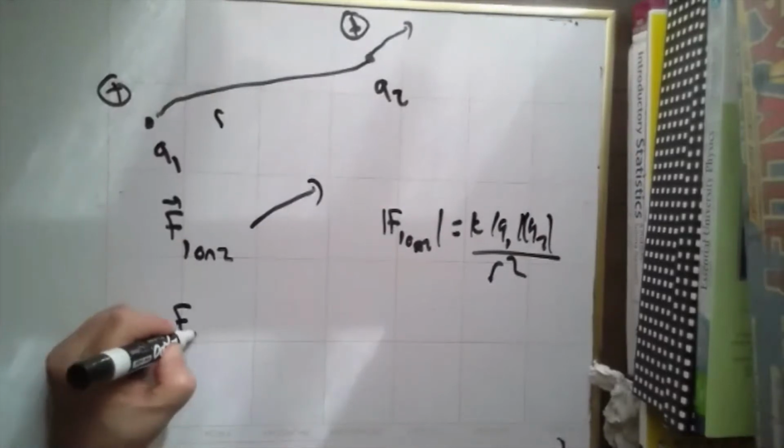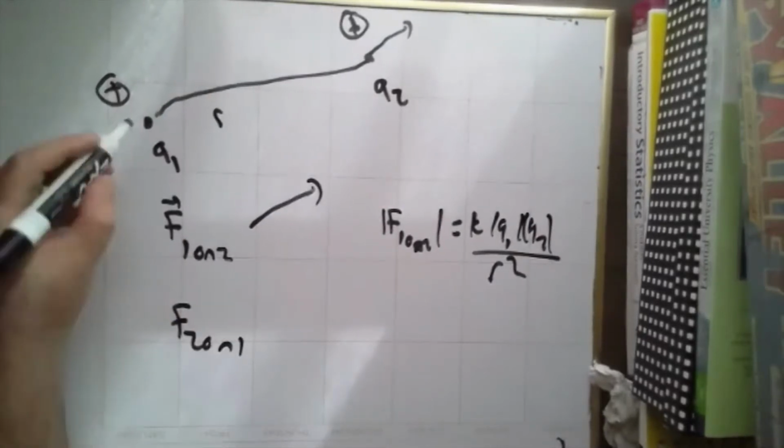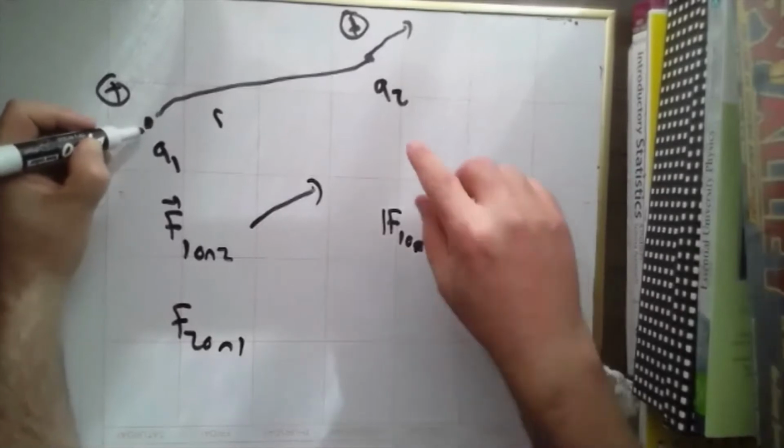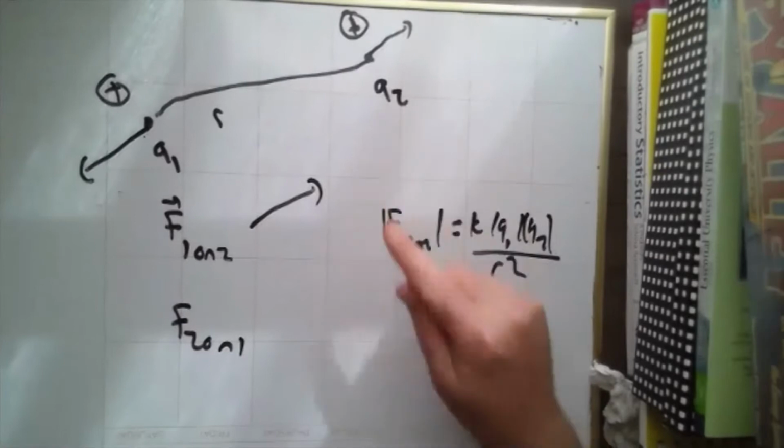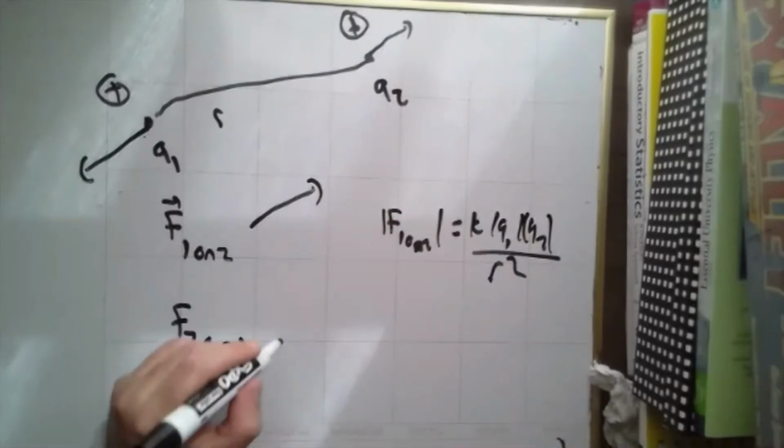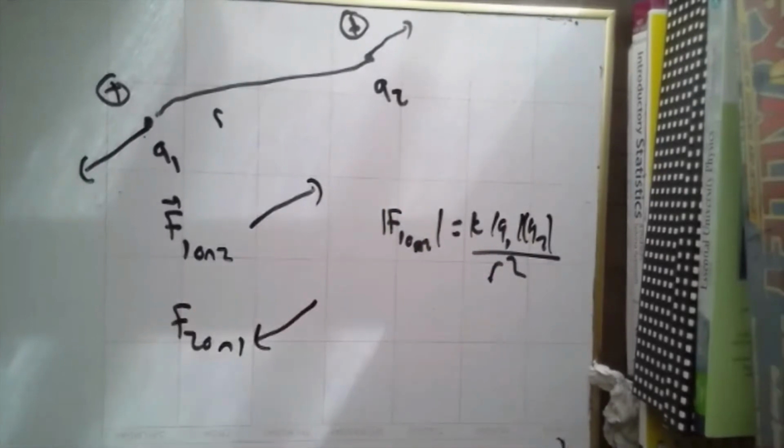F2 on 1, so the force on this charge from that charge will point the opposite direction. This is a third law pair. It will point back that way and have the same magnitude.